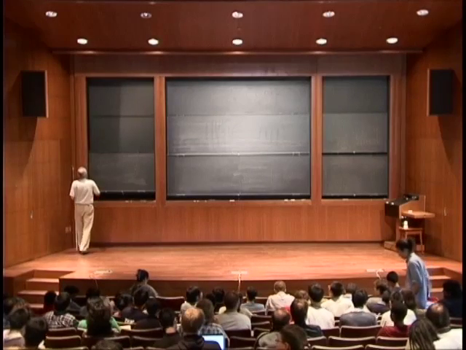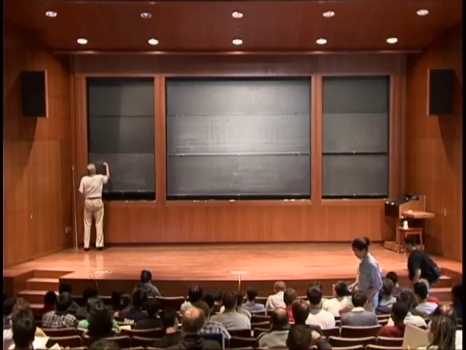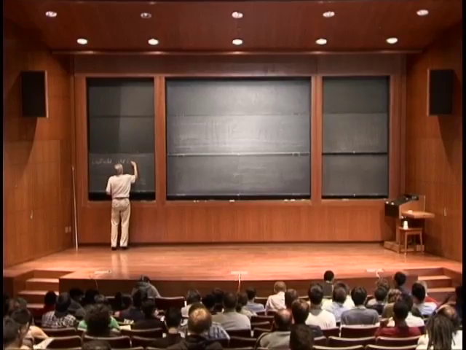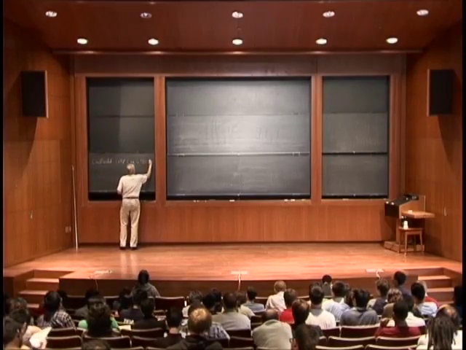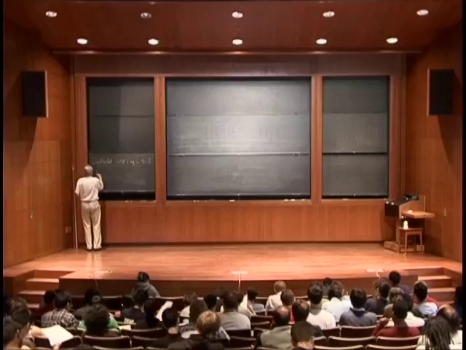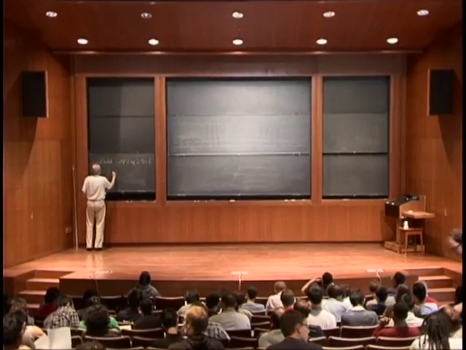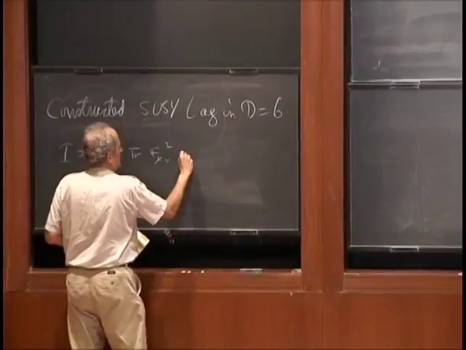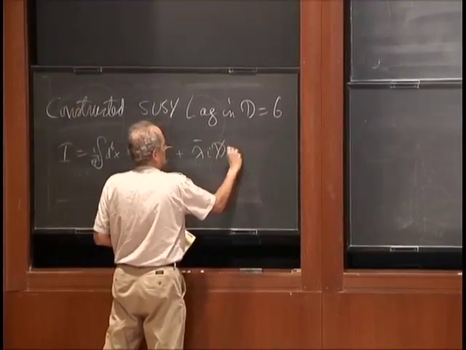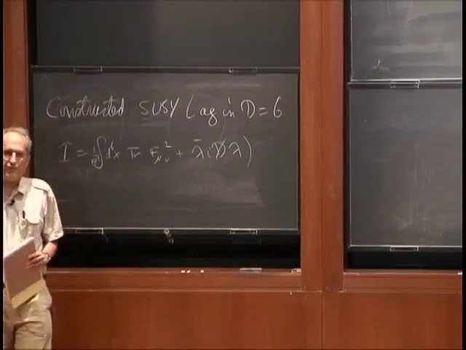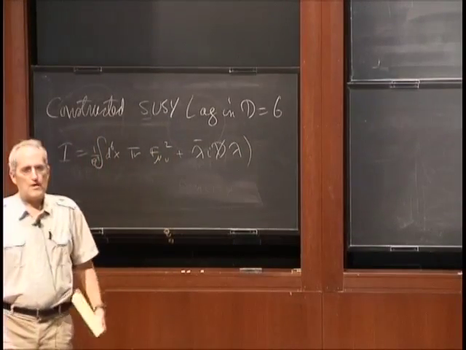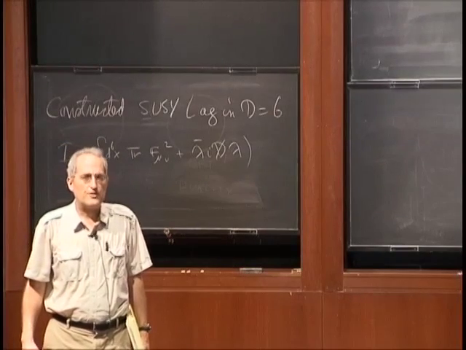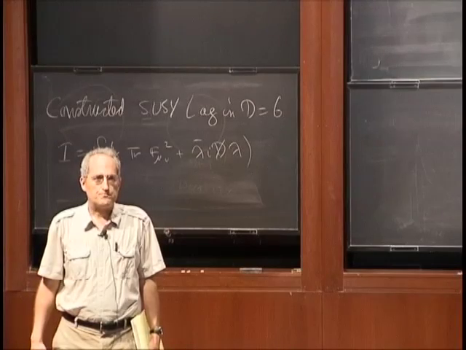So we constructed this supersymmetric Lagrangian in d equals 6, which was just the Yang-Mills Lagrangian plus a minimal Lagrangian for a Fermi field. But there were a couple of gaps in what I told you yesterday, and a lot of questions were asked about them at T, actually, and I wanted to fill in those gaps.